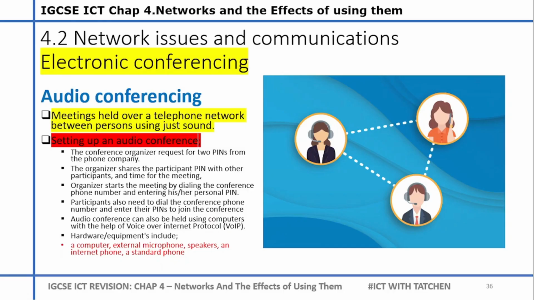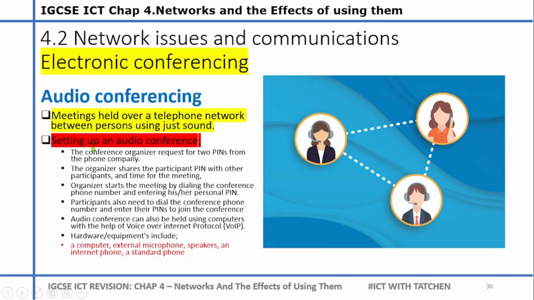Another type of electronic conferencing is audio conferencing. This one is basically an audio call. You call the person, you don't need to see each other, but you make a group call. Some people call it a group call. You could be discussing something important, or you could just be having a friendly conversation. It's a meeting held over a telephone network between persons using just sound. So that's an audio conference.